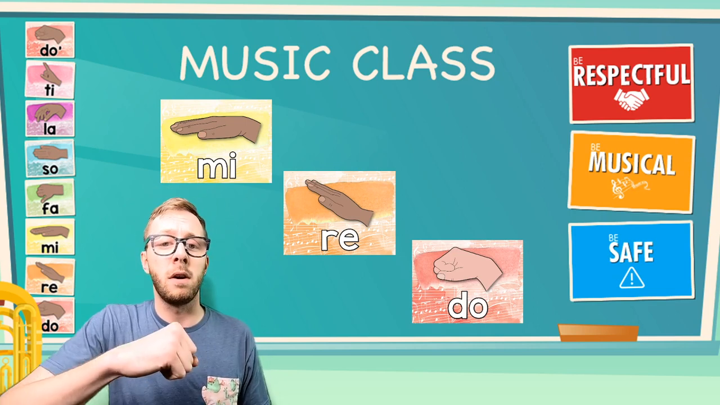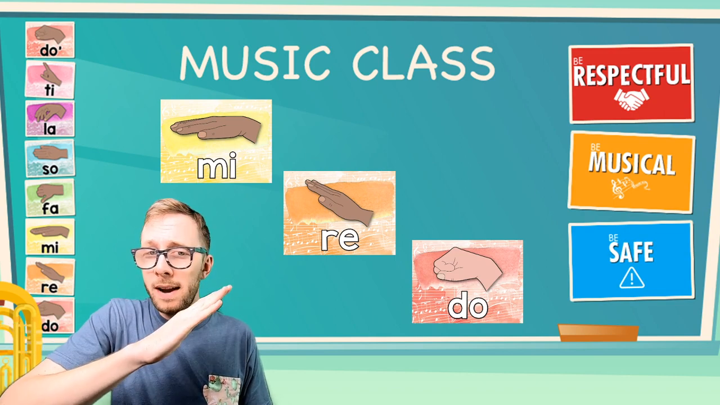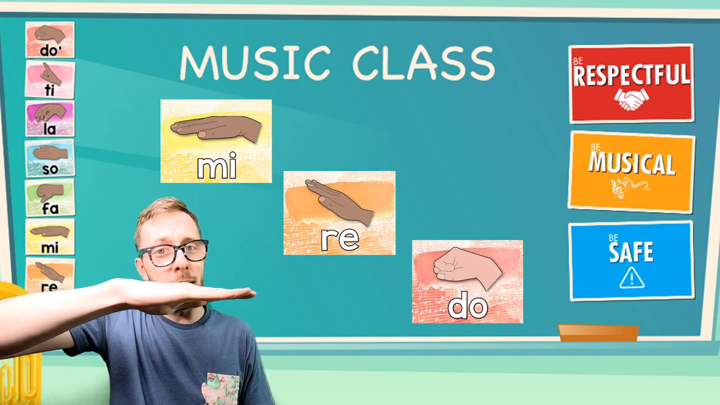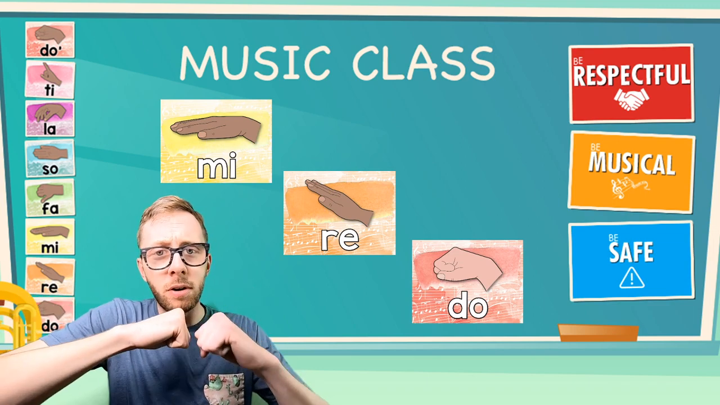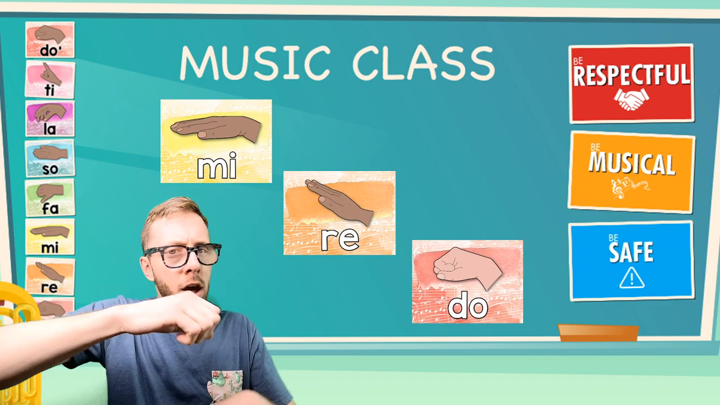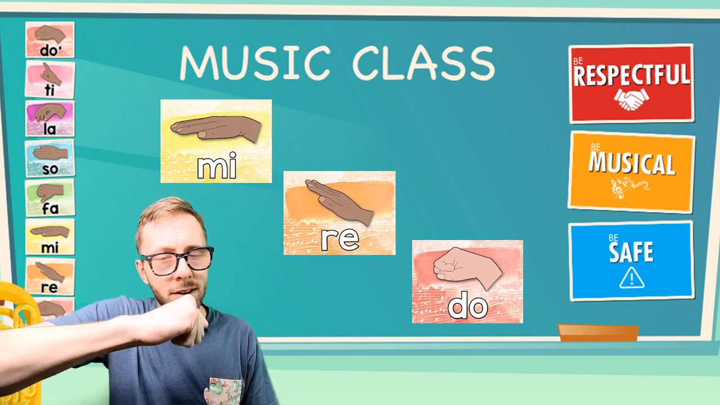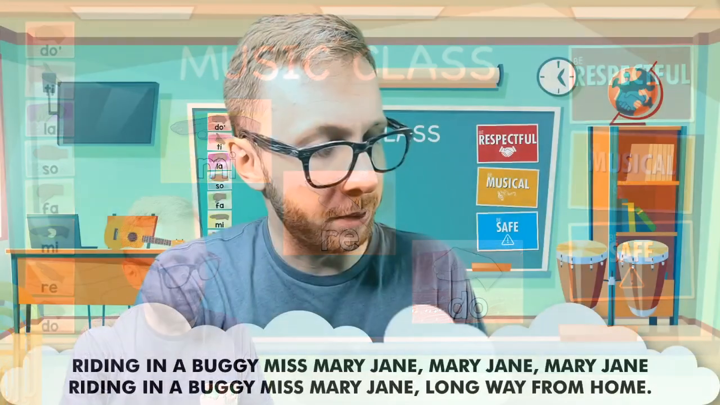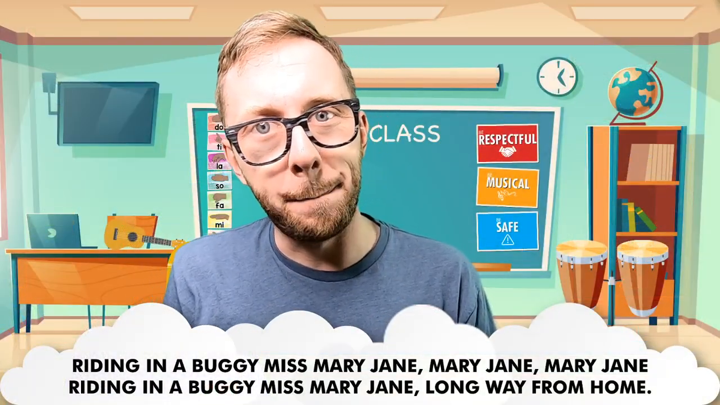It goes like this. Do, do, do, do, do, do, do, do, mi, mi, mi. Re, re, re, mi, mi, mi. Do, do, do, do, do, do, do, mi, mi, mi. Mi, re, mi, do. Recognize it? Might sound a little familiar. It is Riding in a Buggy.